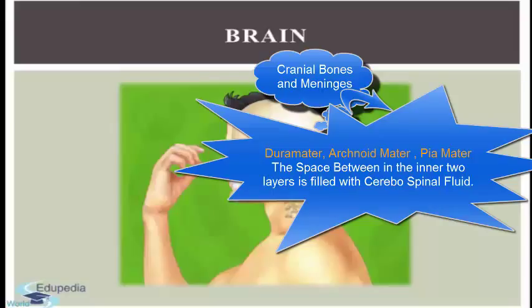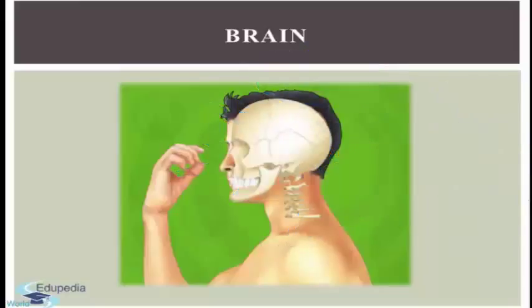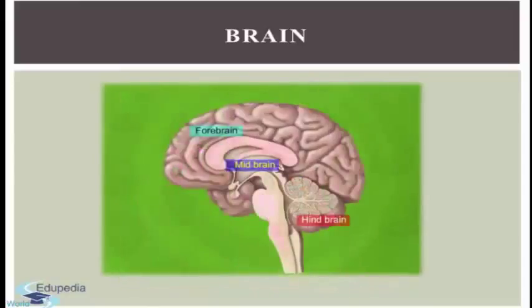This fluid also supplies the neurons in the brain with respiratory gases and nutrients and removes waste. The cells of the anterior and posterior choroid plexus in the roof of the brain secrete this fluid. The brain weighs approximately 1400 grams. The brain has the following divisions: the forebrain, the midbrain, and the hindbrain. We will discuss these divisions one by one.